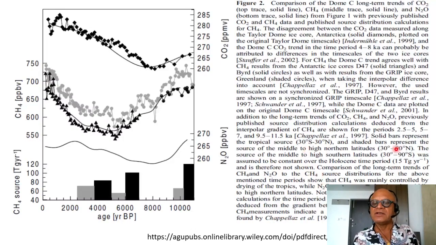Let's read here. Solid bars represent the tropical source, so 30 south to 30 north, and shaded bars represent the source of middle to high northern latitudes, so 30 to 90 degrees north. Was assumed to be constant over the Holocene period at 15 teragrams per year. So this is a modeling exercise.